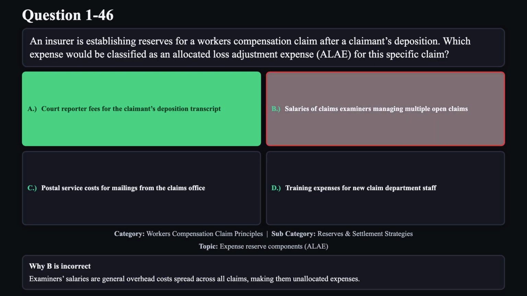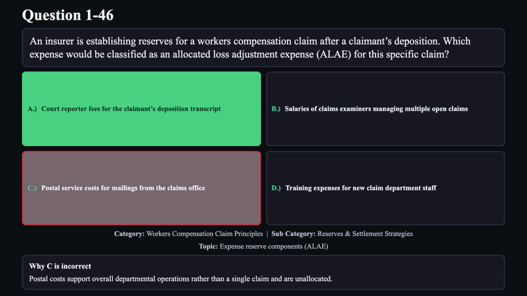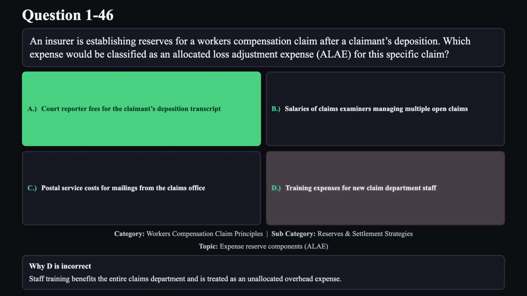Examiners' salaries are general overhead costs spread across all claims, making them unallocated expenses. Reason C is not correct. Postal costs support overall departmental operations rather than a single claim and are unallocated. Reason D is not correct. Staff training benefits the entire claims department and is treated as an unallocated overhead expense.